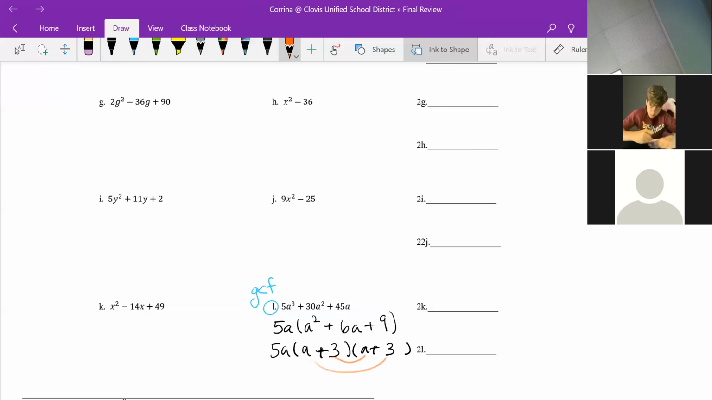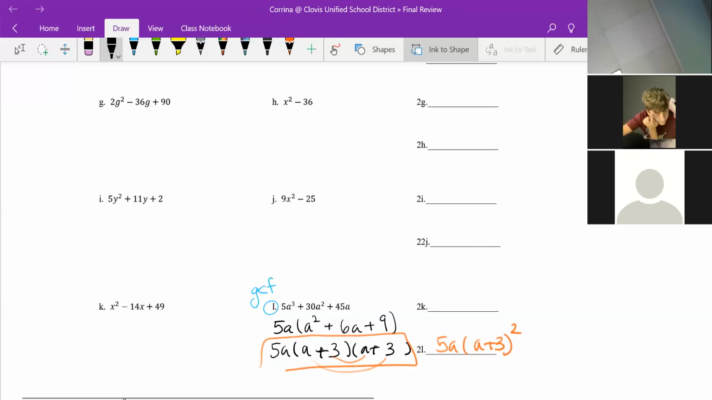And the way you would write that is 5A, A plus 3 quantity squared. If you left it like this, that would be okay. That would be perfect. Okay. So yeah, I pretty much remember how to do that one. It was just the GCF part.